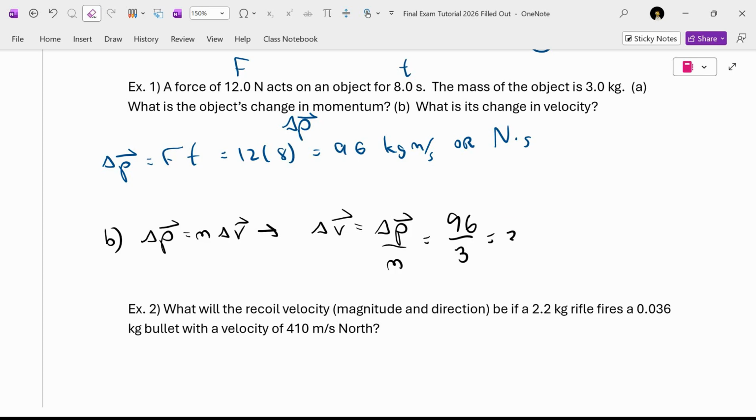Yeah. And it's a change in velocity, so it's just meters per second. That means that its velocity changed by 32 meters per second. If it was originally going 2, now it's going 34. If it was originally going 10, now it's going 10 plus 32, 42.